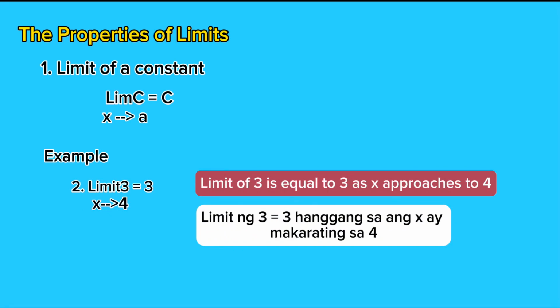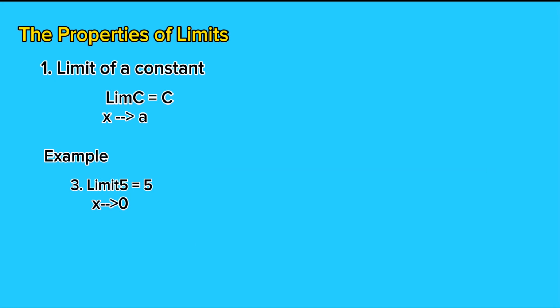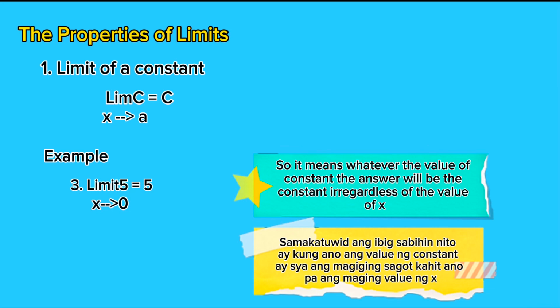The limit of 3 is equal to 3 as x approaches 4. The limit of 5 is equal to 5 as x approaches 0. So it means whatever the value of the constant, the answer will be the constant, irrespective of the value of x.